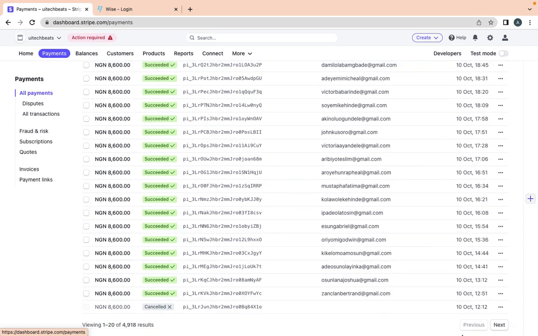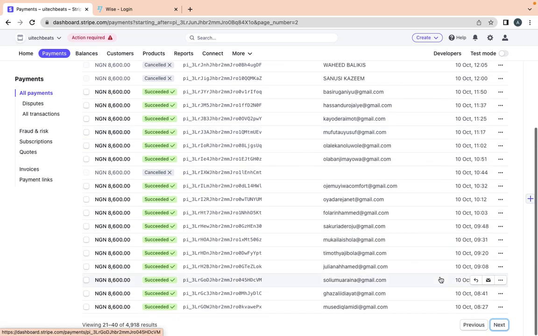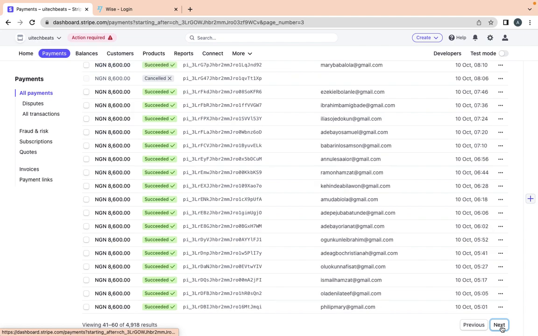The reason I'm going through this is to show you guys that these payments are all in naira.